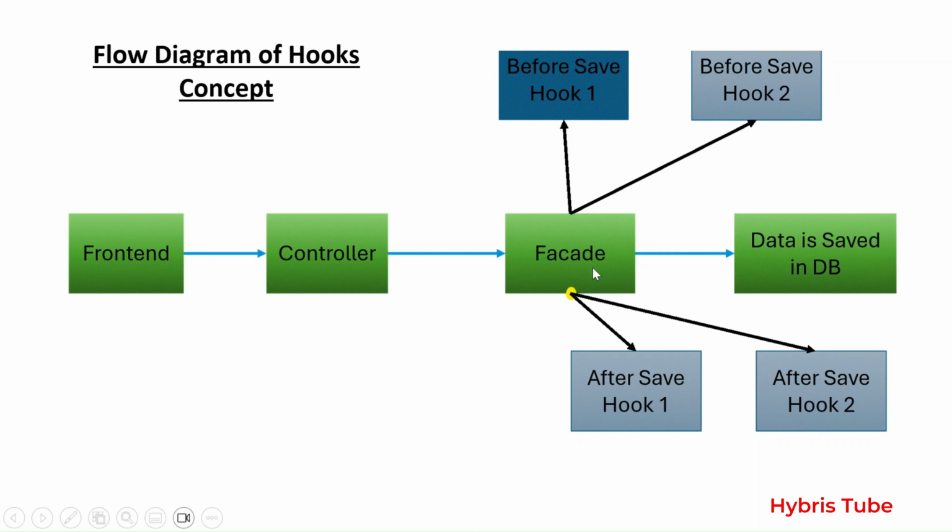And before the add to cart method, we were integrating multiple hooks, right? Let's say two hooks. So this is how the flow was working. From the front end, the request went into the controller, from the facade the request went into the first hook, and then the request went into the second hook, data was saved into the database, then again two hooks were called. I hope it is clear to you how the hooks flow works.